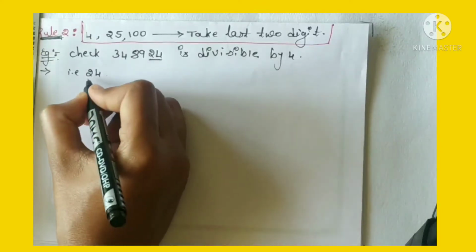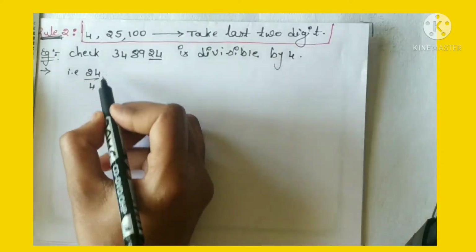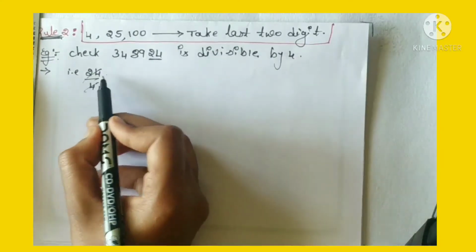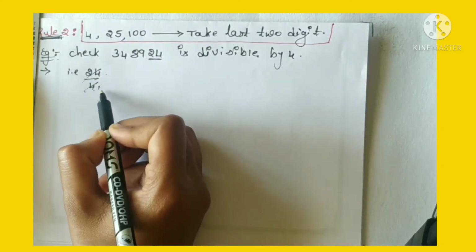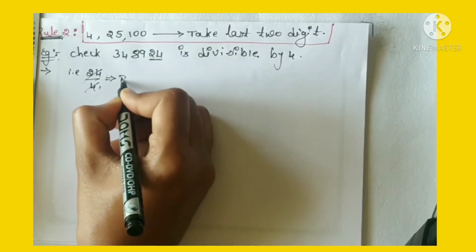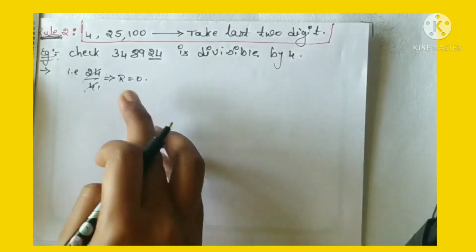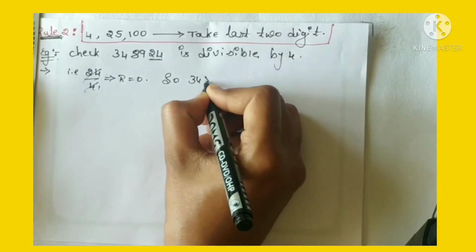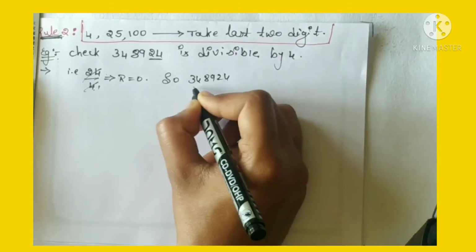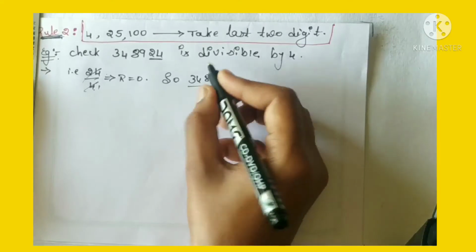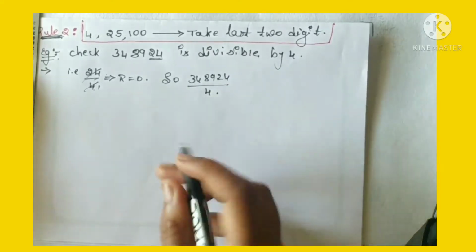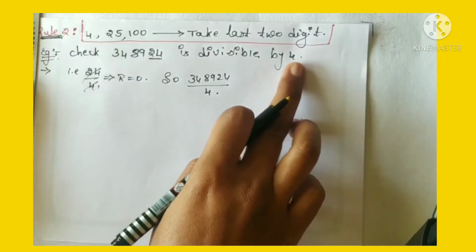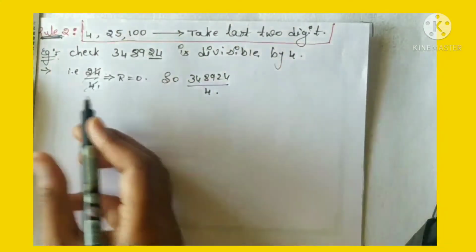24 divided by 4. This 24 is divisible by 4, and here the remainder will be 0. So 348924 is completely divisible by 4. Okay, is it clear?